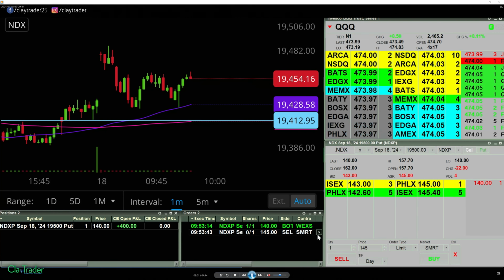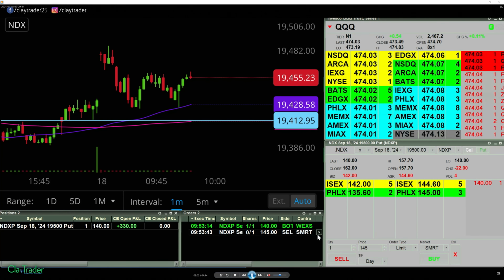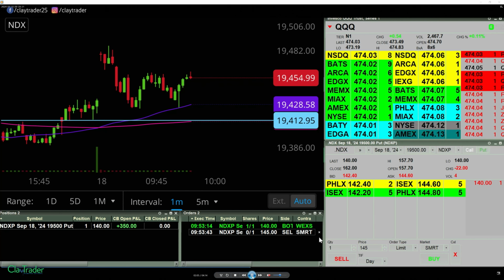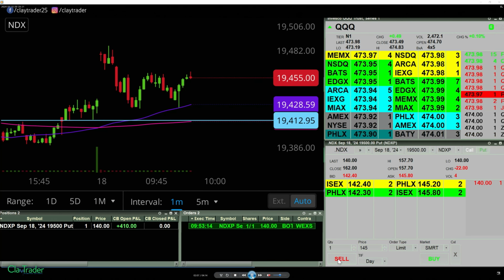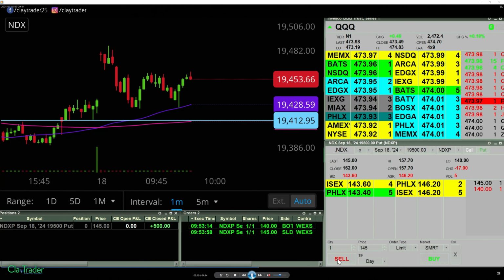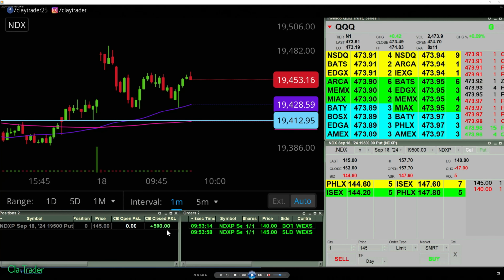So you can see, I'm trying to sell. That's why that white order is there. Cancel it out. Then I try again. And right there, that white changed to green down here. And if you miss it, you can always scroll back. And right there is the $500.